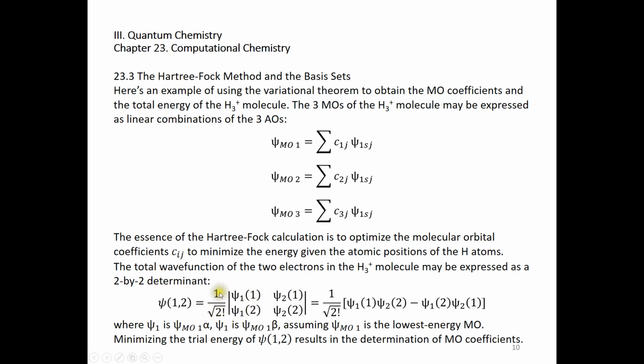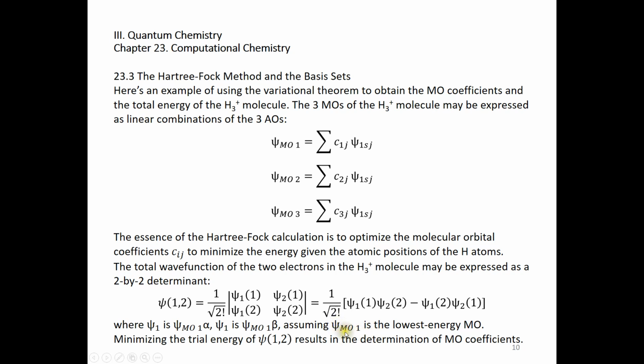So this is just to normalize the total wave function. And then we expand this determinant. We get psi 1 of 1 times psi 2 of 2 minus psi 1 of 2 times psi 2 of 1. So psi 1 is going to be the first MO with alpha spin, and psi 2 is going to be also the first MO with beta spin. This is a typo over here. It should be psi 2 of 2.